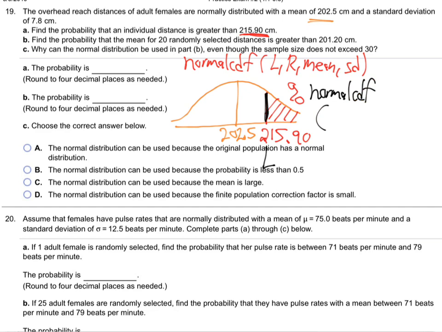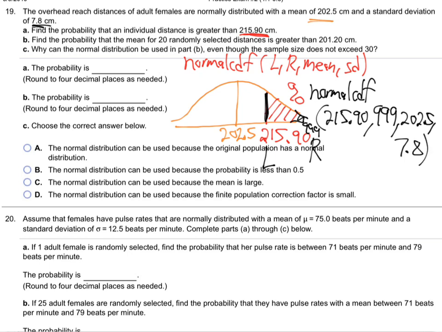This is the left edge, huh? 215.90. What's the right edge? It goes forever to the right, so that'd be 999. That's the right edge. The mean is 202.5. The standard deviation is 7.8. There it is. Hit the button. Somebody got an answer on that one? 0.0429. Anybody else get that same thing? Good deal.